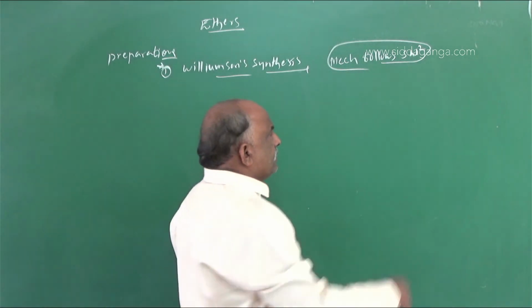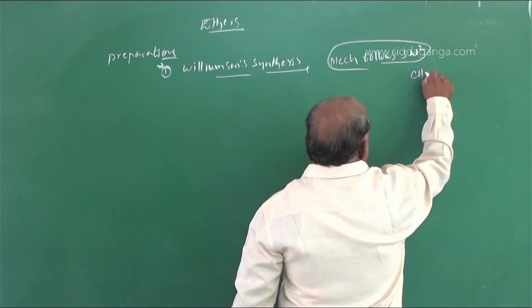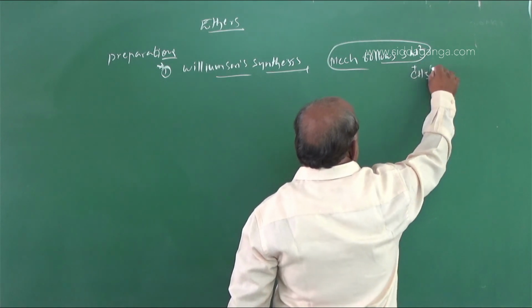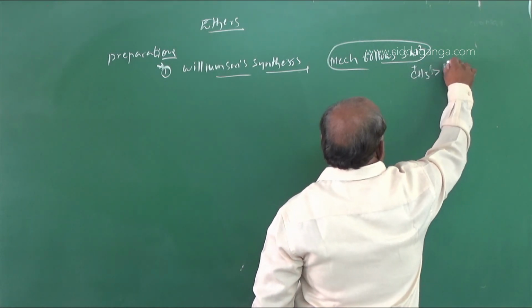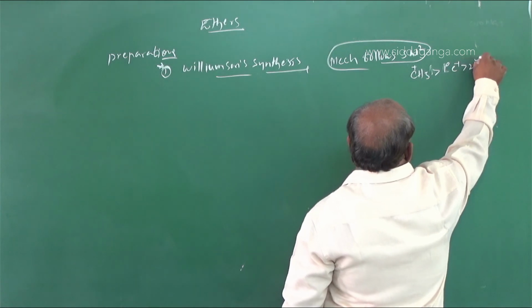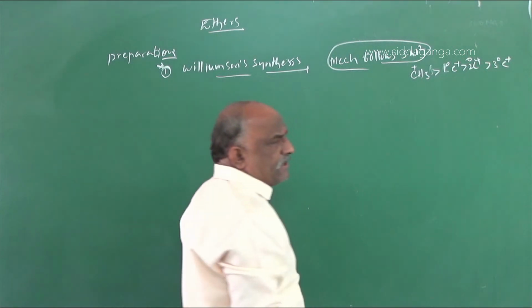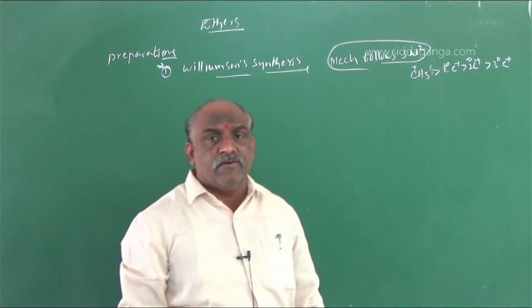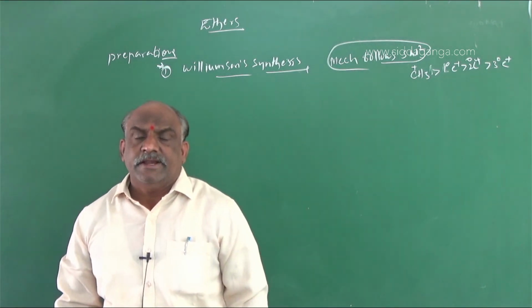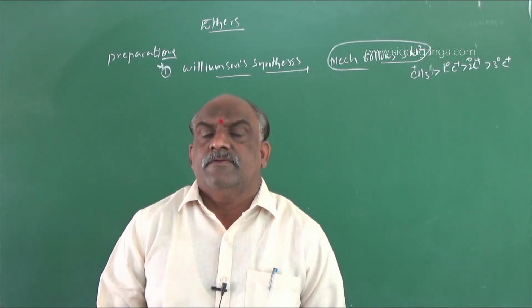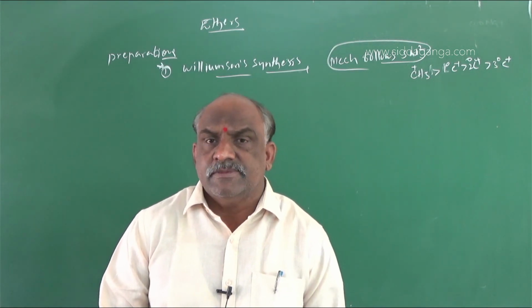So for alkyl halides in SN2, the order is CH3, primary, secondary, then tertiary. This is the order of reactivity for SN2, whereas for SN1 it follows the stability of carbocations: primary, secondary, tertiary. According to that pattern only, we should go with Williamson synthesis.